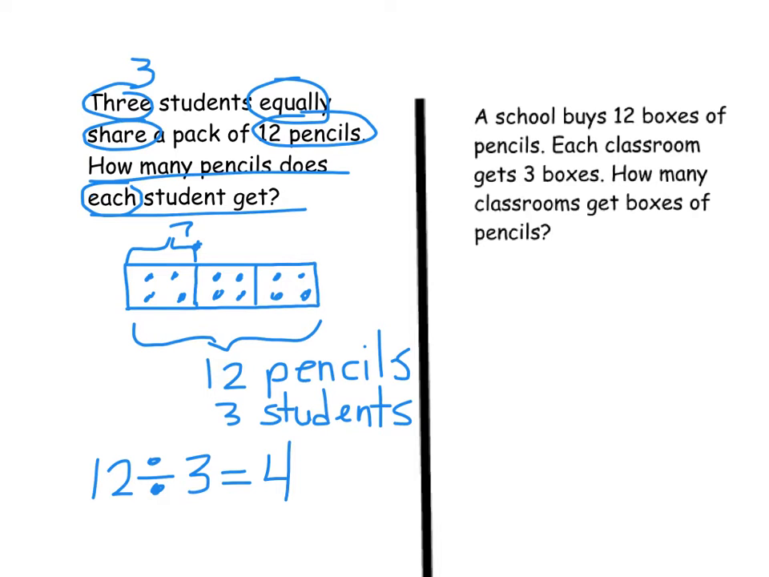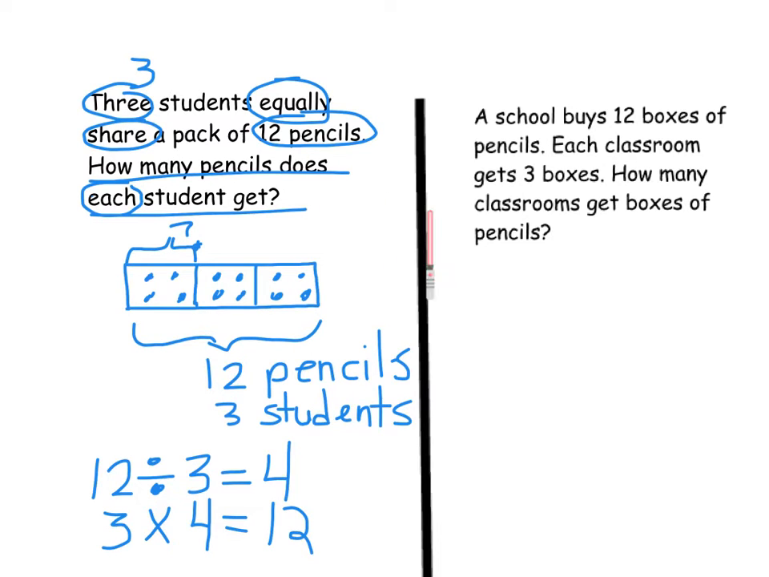I can check my division problem by using multiplication. I can clearly see that I have 3 groups of 4. And my 3 groups of 4 equals 12. So I can use multiplication and division to check each other's work. So this is an example of where I'm finding the size of the group using units of 3.